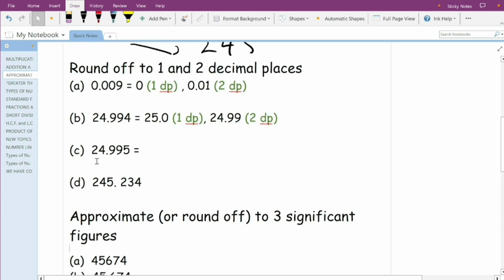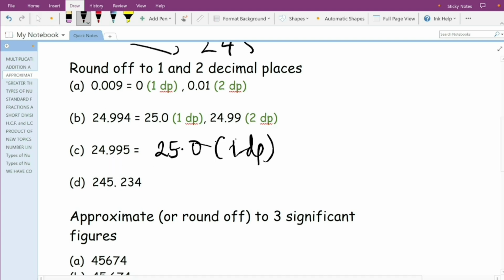For question C, rounding off this to 1 decimal place means we're stopping at this first 9. That's the first digit behind the decimal, meaning we only consider the 9 behind. And since it's greater than 4, when we're taking it off with this 5, we have to add 1 to this 9. And once we add 1 to this 9, it turns to 10. Since it turns to 10, we can't write 24.10. So we have to leave 0 here, then add 1 to this 4 and make it 5. So we have it as 25.0 to 1 dp.